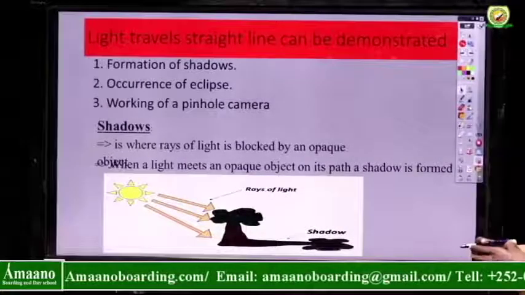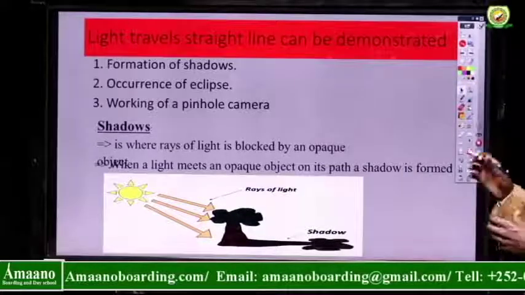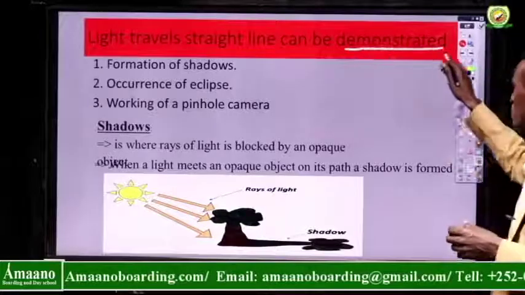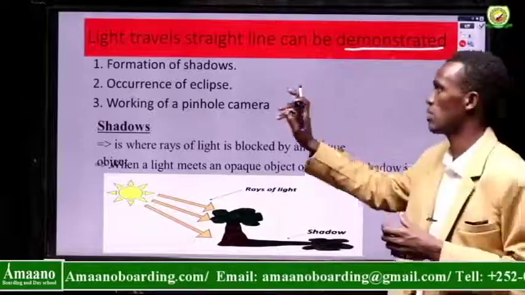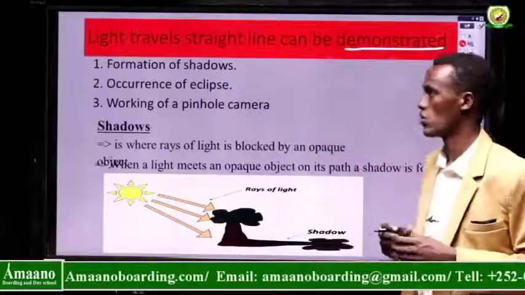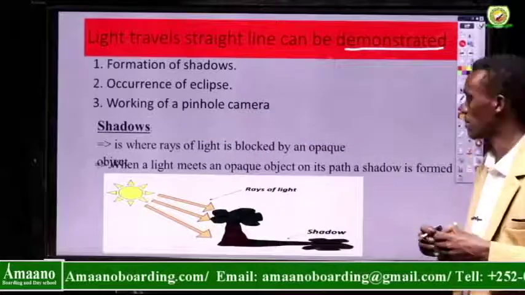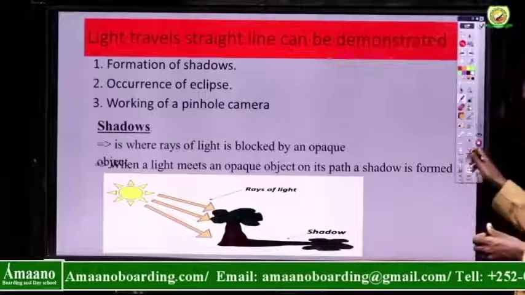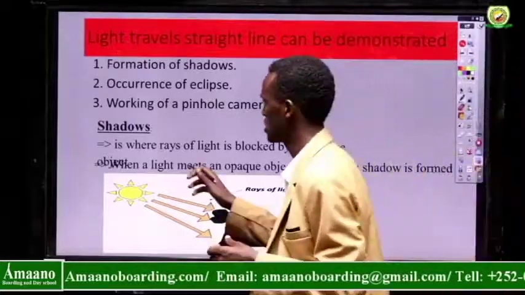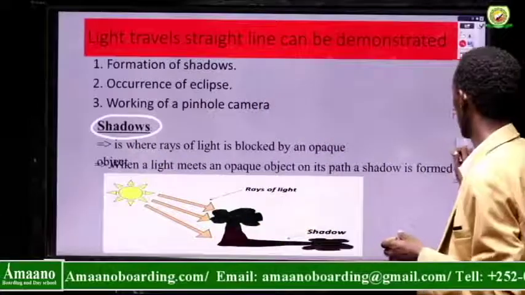Okay, the next point is that light travels in a straight line, which can be demonstrated or proved. It can be proved by the formation of shadows, by eclipses, and by the working of a pinhole camera. First we start with shadow. What is a shadow?